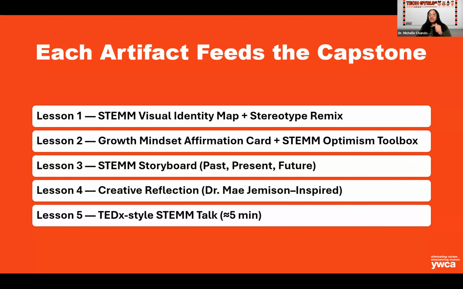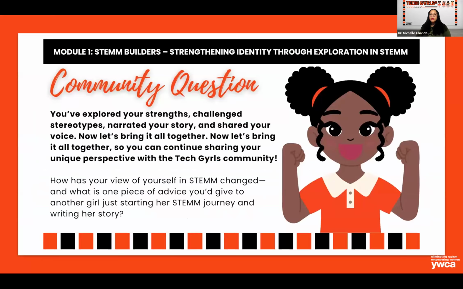So by the time they reach lesson 5, where they actually are doing the capstone, the story is telling itself because they've been building it since the very beginning. Okay, so once we get through to the capstone, we've completed the module. And of course, we do some reflections and celebrations and all of those things, but we've completed the module.